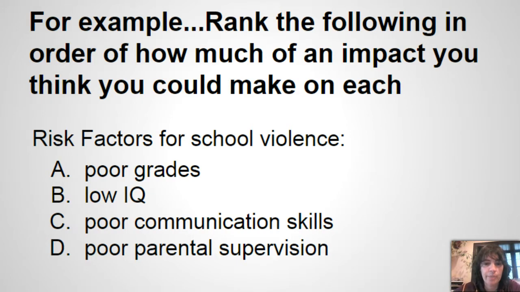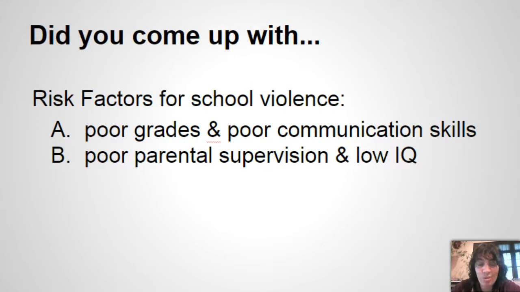All right, so let's see how you did. In my opinion, you can make arguments for these, but essentially poor grades and poor communication skills are probably the two that you can have the biggest impact on, while poor parental supervision and low IQ you probably can have the lowest impact on. Now, you could have an impact on those. You could make up some sort of program to inform parents and tell them that they need to increase their supervision of their children and the reasons why, and try to motivate them to do so. And we know through Carol Dweck's mindset research that you can actually increase your IQ as well.